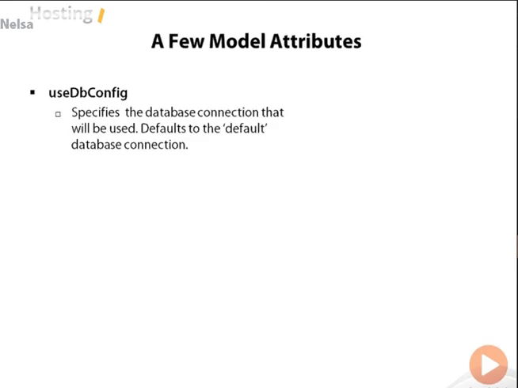The first is the useDbConfig. This specifies the database connection that will be used. It defaults to the default database connection. For example, I have my item model and I want to set this new attribute. I would say public $useDbConfig and have it equal to the new database connection string variable. In this case, I'm setting it to live. In the comments, I've put what the default value is, and in this case, it's default.